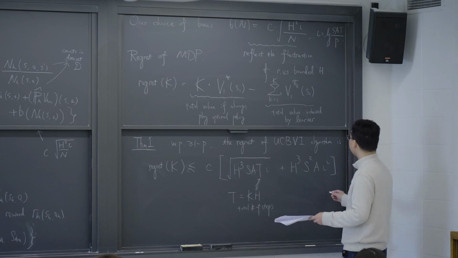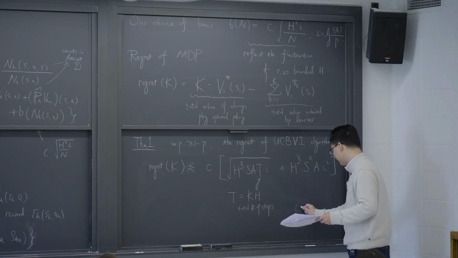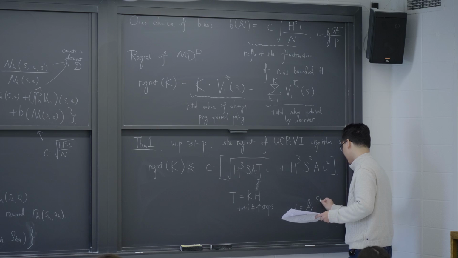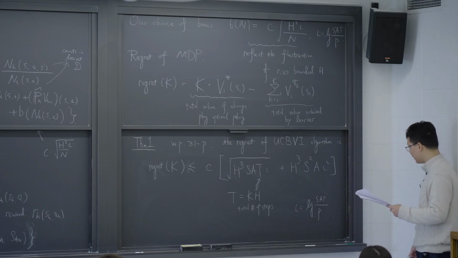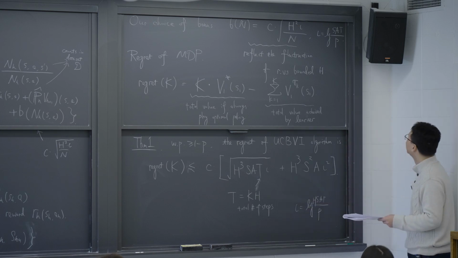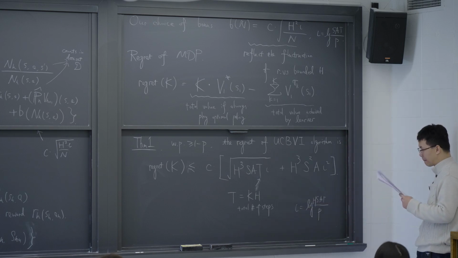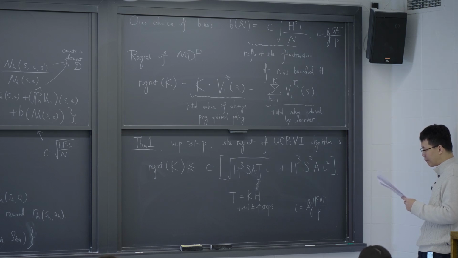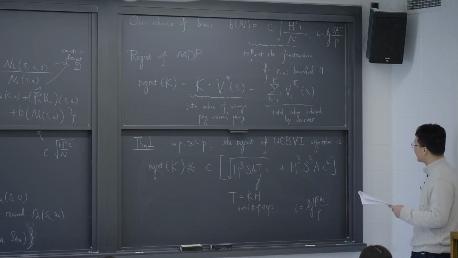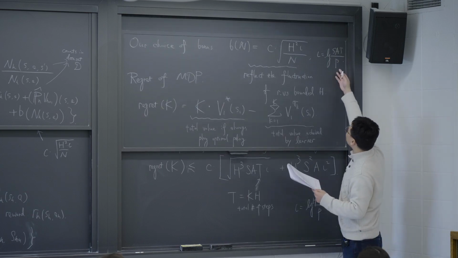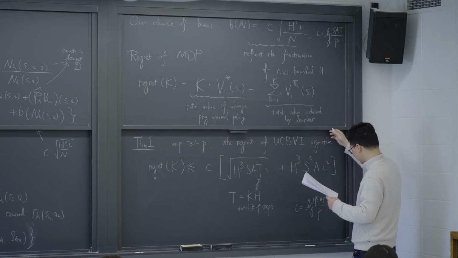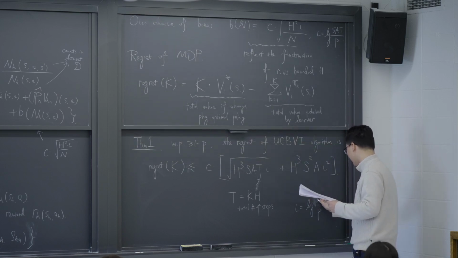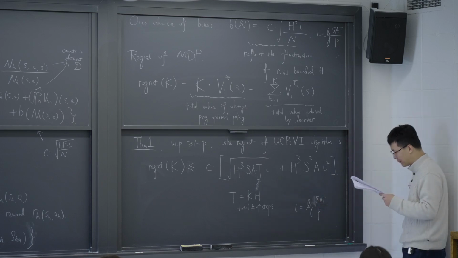Where this iota is again the logarithmic term. Usually we don't care, it's just SAT over P. Basically you can think log everything. Log HSAT. I think we can also put an H here. It doesn't really matter. Oh, we already have H. Yeah, I think SAT is fine because T is like KH, so T is already containing H inside.